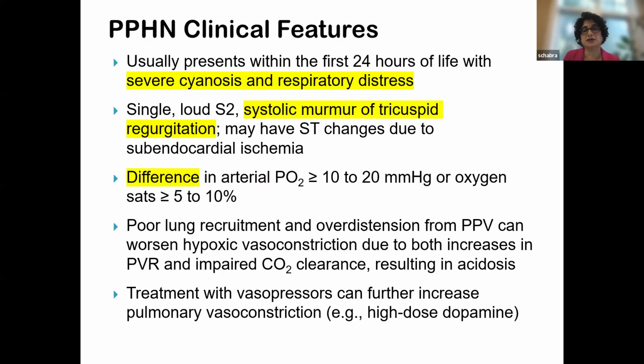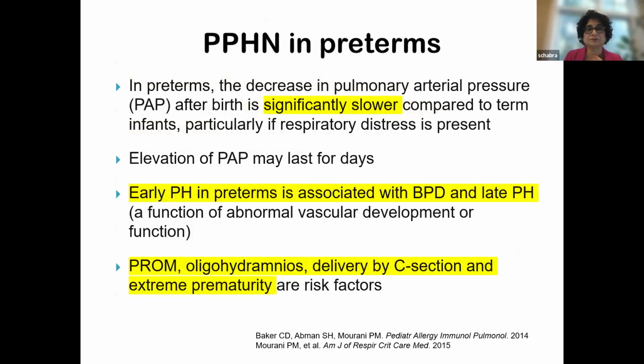And the difference in arterial PaO2 is greater than 10 to 20 millimeters, or oxygen saturation is greater than 5 to 10%. You may see poor lung recruitment and overdistension from PPV, which will worsen the hypoxic vasoconstriction due to increases in PVR and impaired CO2 clearance, resulting in acidosis. And treatment with vasopressors can further increase pulmonary vasoconstriction if you use high-dose dopamine.